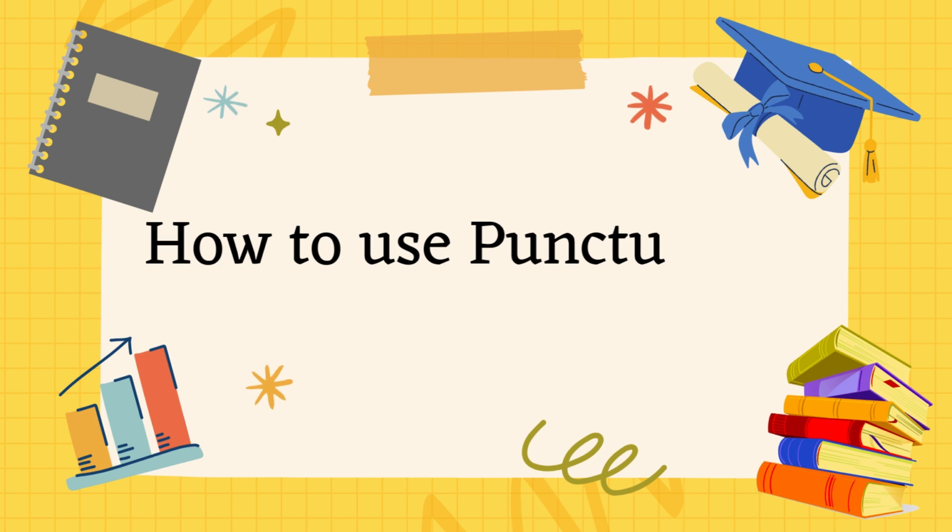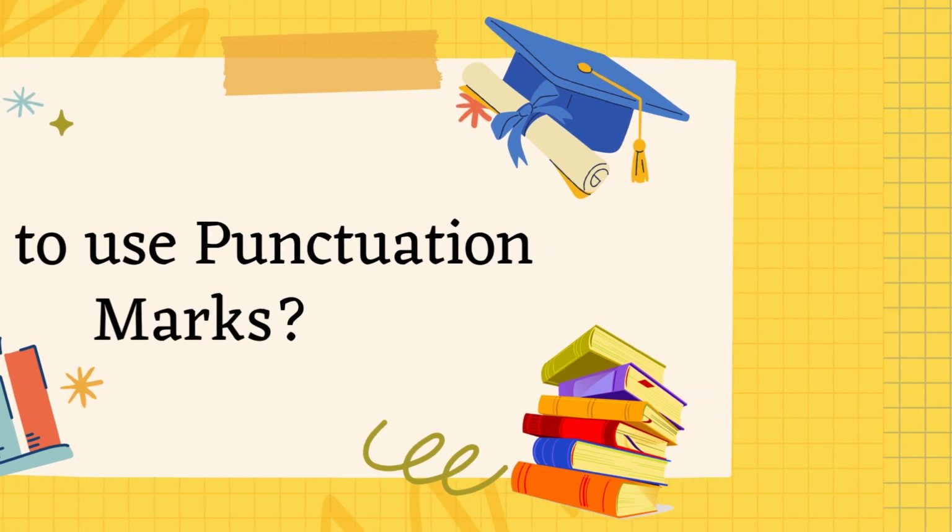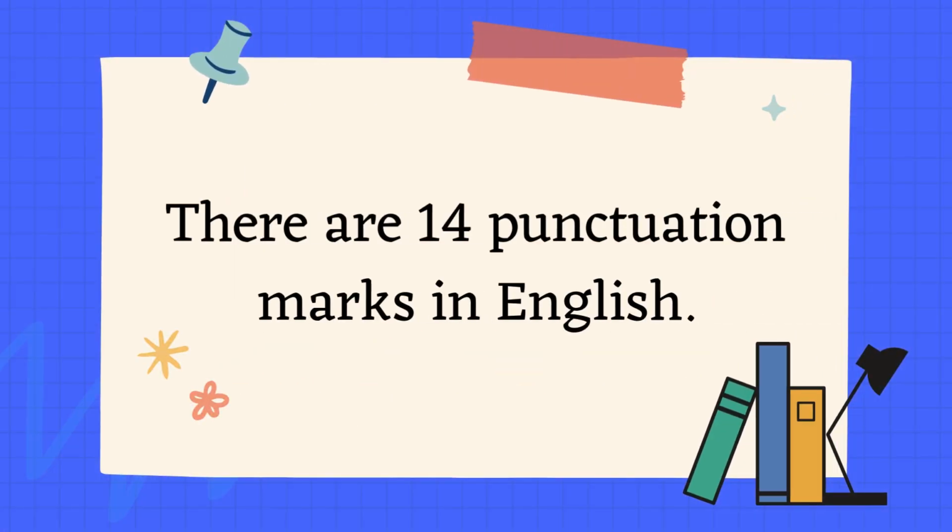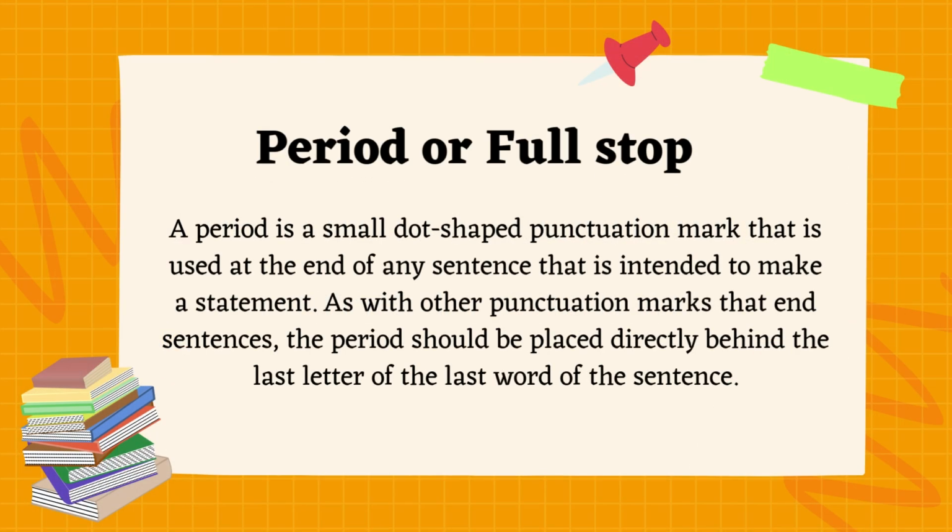How to use punctuation marks. There are 14 punctuation marks in English. Period or full stop. A period is a small dot-shaped punctuation mark that is used at the end of any sentence that is intended to make a statement. As with other punctuation marks that end sentences, the period should be placed directly behind the last letter of the last word of the sentence.